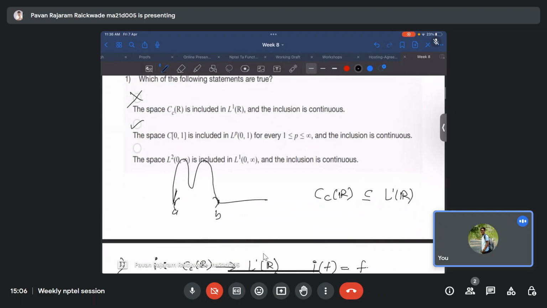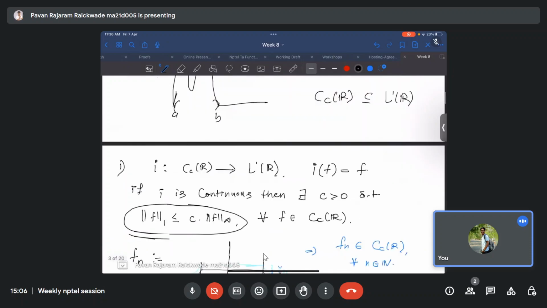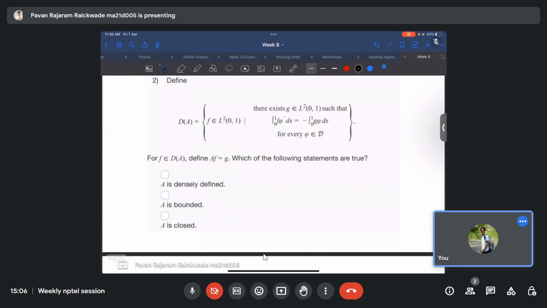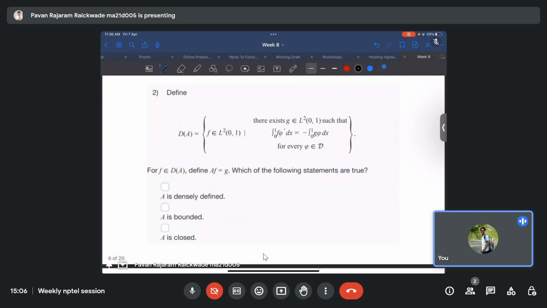Okay. So option C is wrong. Okay. So now we'll go to question number 2. The strangely defined domain.